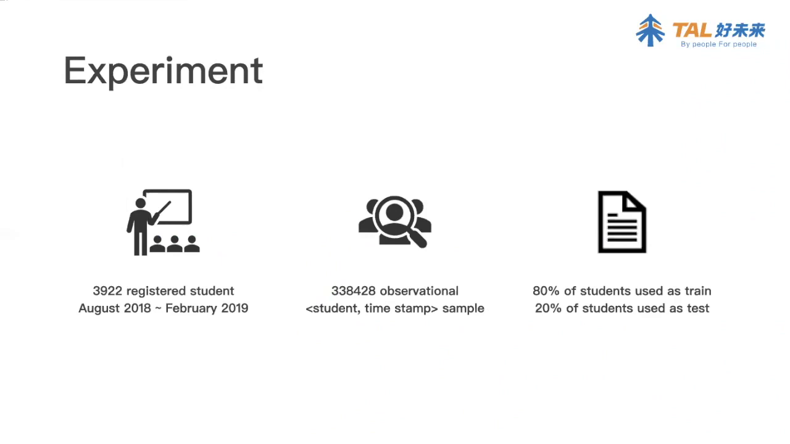At last, we conducted our experiment with 2 months of multimodal studying behavior data of 3,900 registered students who studied on Dahai, a third-party K-12 online education platform. The average time span of the students on the platform is about 86 days, which provides us about 300,000 observation samples. We split the data into train and test parts based on the students' IDs, and 80% of students were used for training, and the remaining 20% for testing.